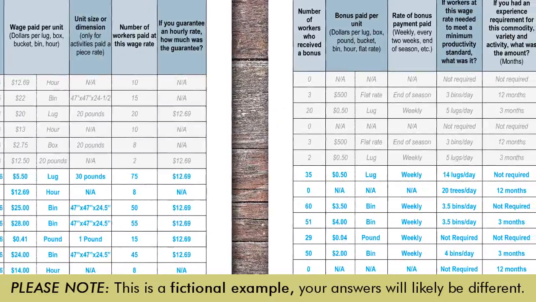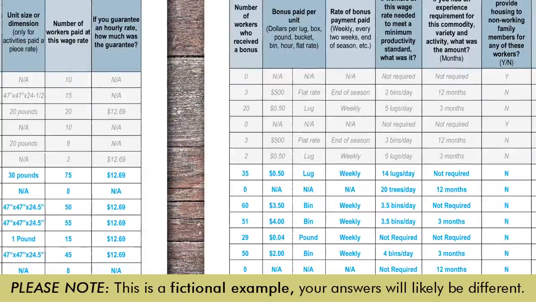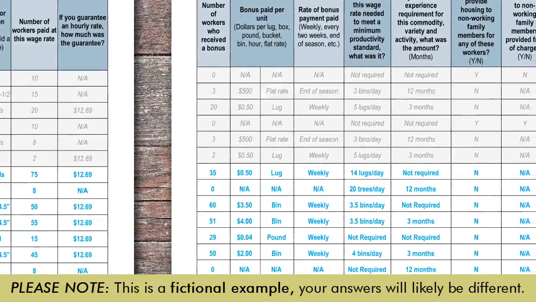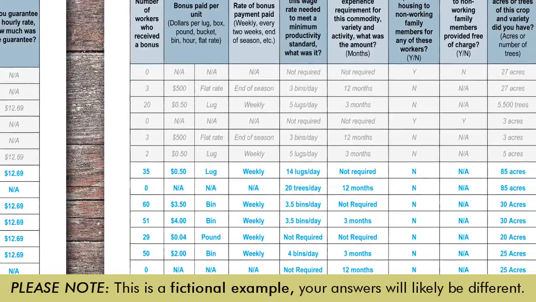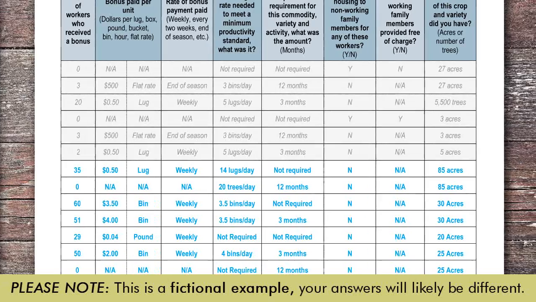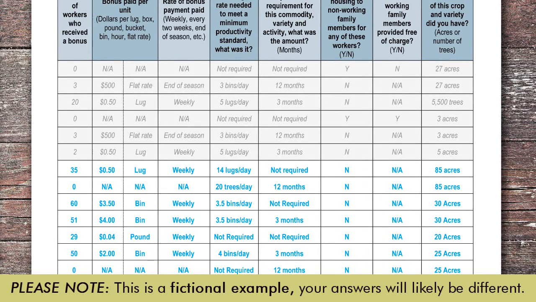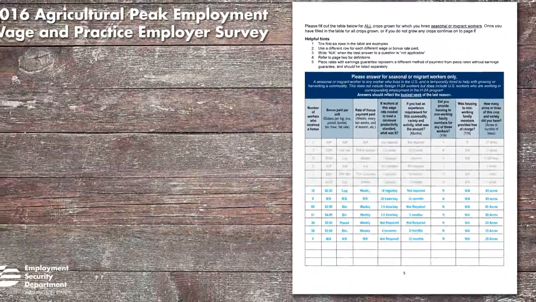Second, remember that you are to report only for seasonal and migrant workers in Section 2. Any worker brought in from another country under the H-2A program is not to be included in your totals on this table. Third, you are to report for the busiest week, the week you identify in the 4th column of the table. Make sure you keep these things in mind at all times when you're filling out the survey.